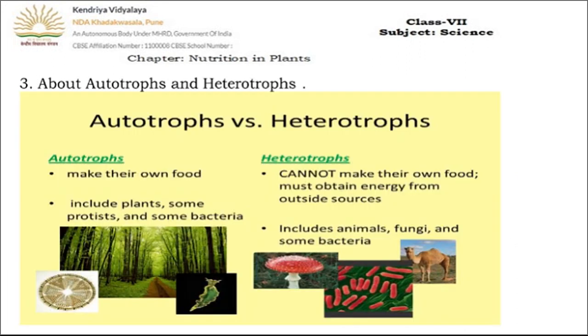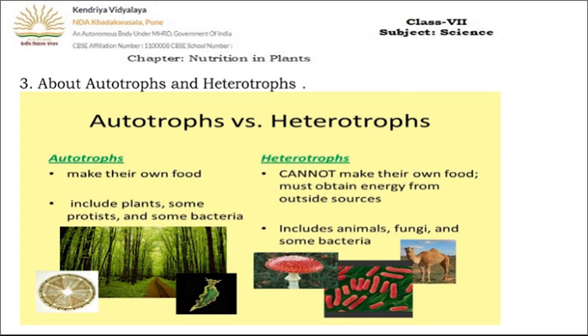Okay, let's have a look at the next important topic of the lesson. There were two modes of nutrition: autotrophic nutrition and heterotrophic nutrition. The organisms which have autotrophic nutrition are called autotrophs, and the ones which have heterotrophic nutrition are called heterotrophs. So who are autotrophs? Autotrophs are the organisms which make their own food. And what are heterotrophs? Heterotrophs are the organisms that cannot make their own food.